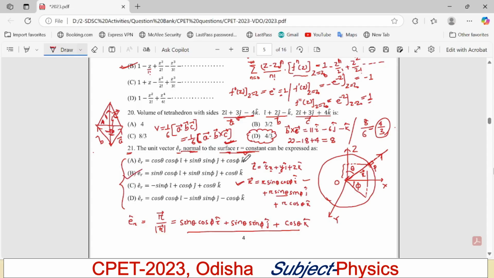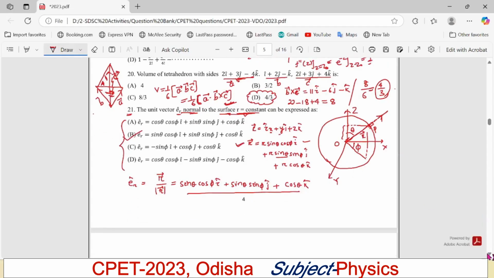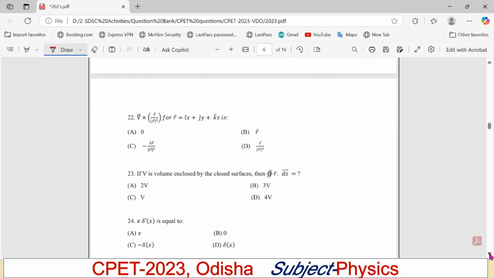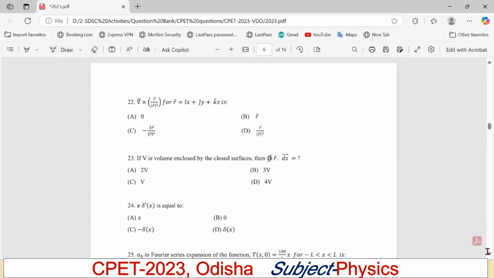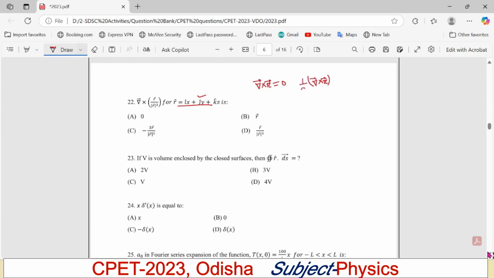Now we are going to move to our next question, question number 22. In question number 22, it is asked that curl of r vector by r cube. R is nothing but your position vector. See, already we know that curl of the position vector is 0. So curl of the position vector multiplied with some constant also will be 0. So this value is a constant. So curl of this value, where r is the position vector, will be 0. The answer will be A. Right. Now we are going to move towards next question.